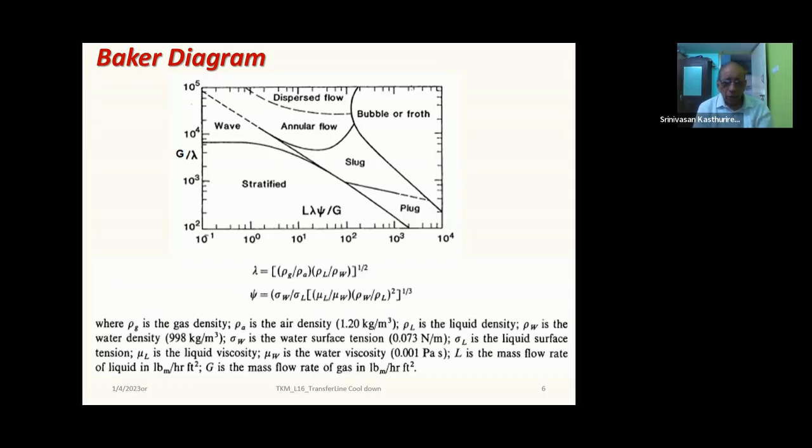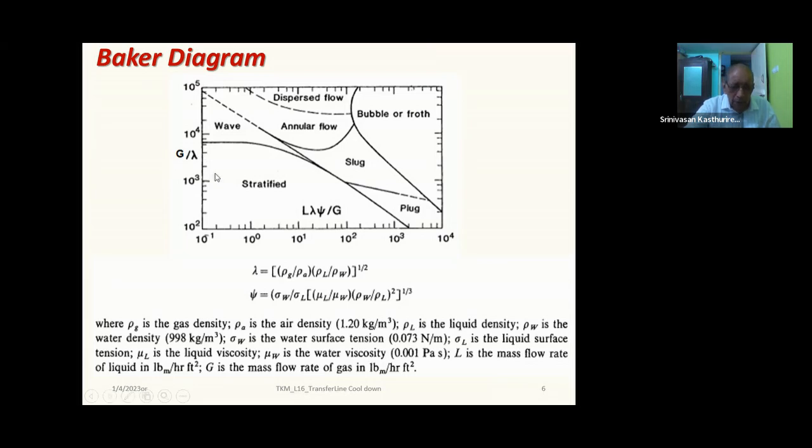Okay. So if you look at these parameters, you can see how the various patterns are described or distributed. For low flow velocities, you can see stratified flow at the lower end. Above this, you have the wave type of pattern, and still further up, you have annular flow, dispersed flow, slug flow, plug flow, and the bubble or froth flow. So these are the various patterns that are normally seen.